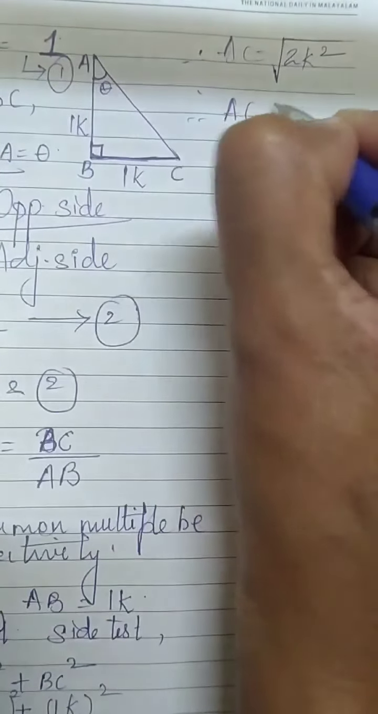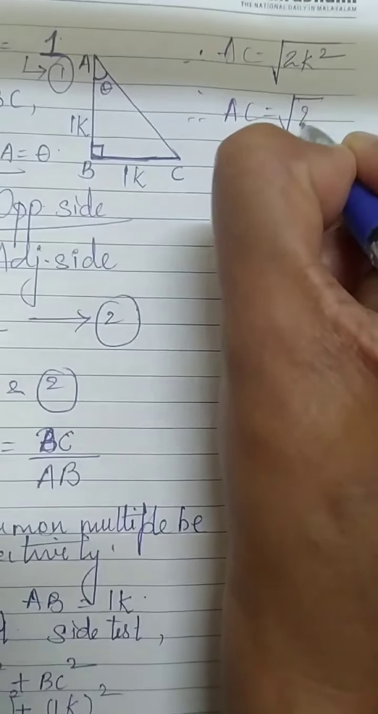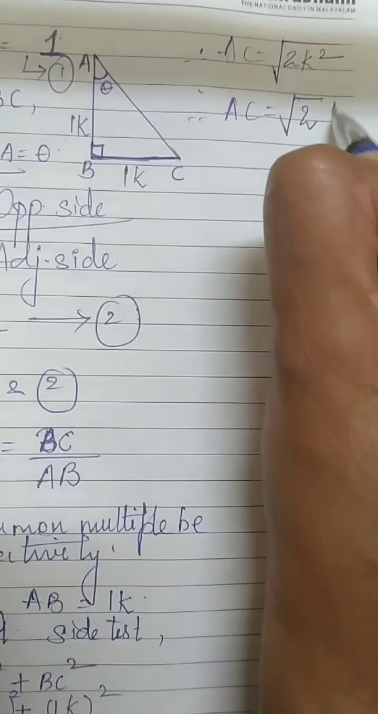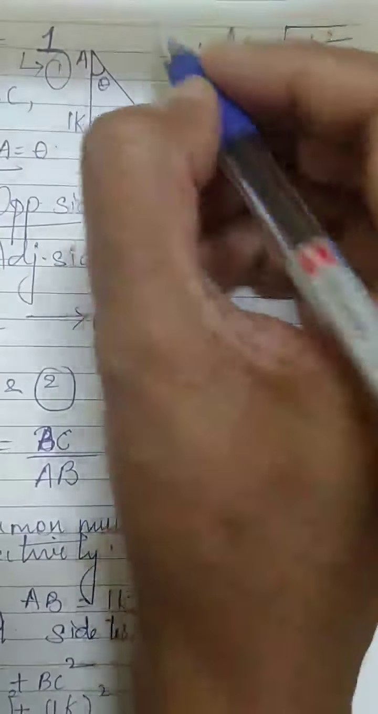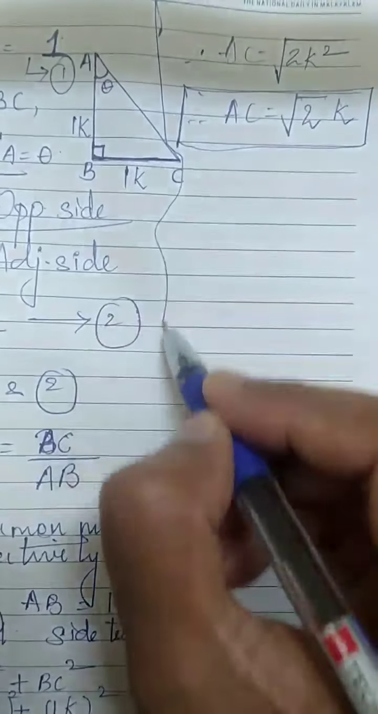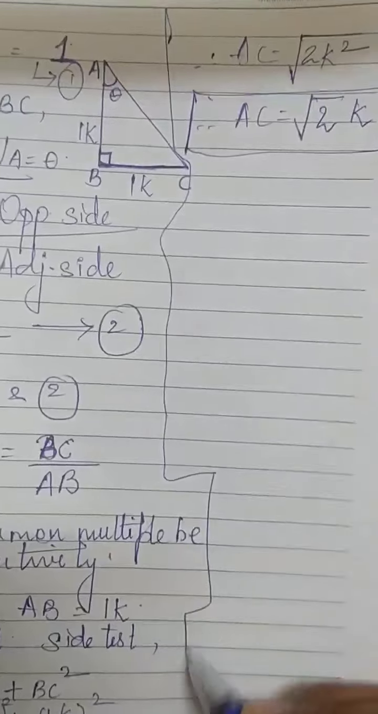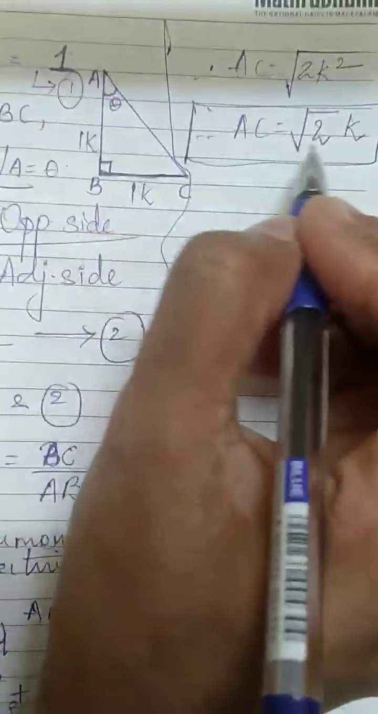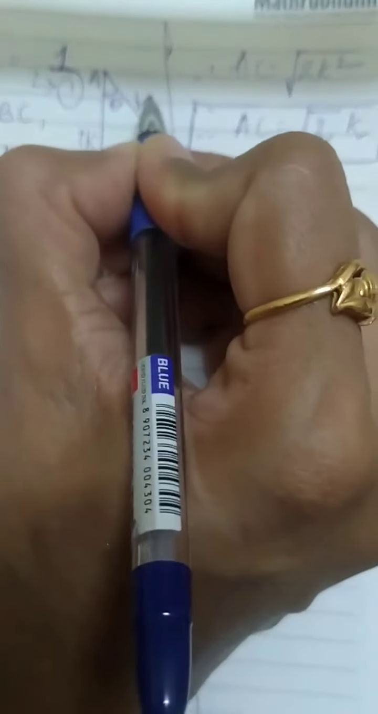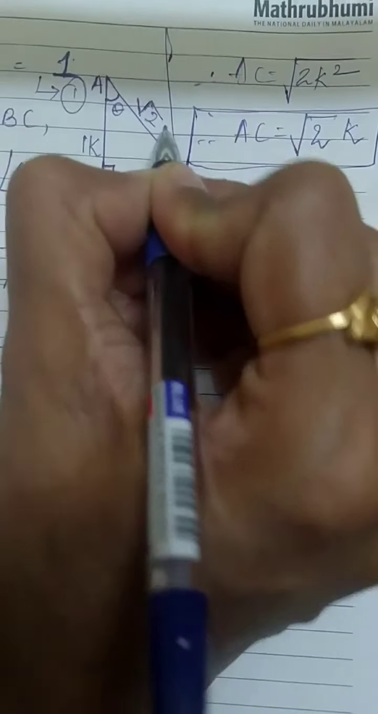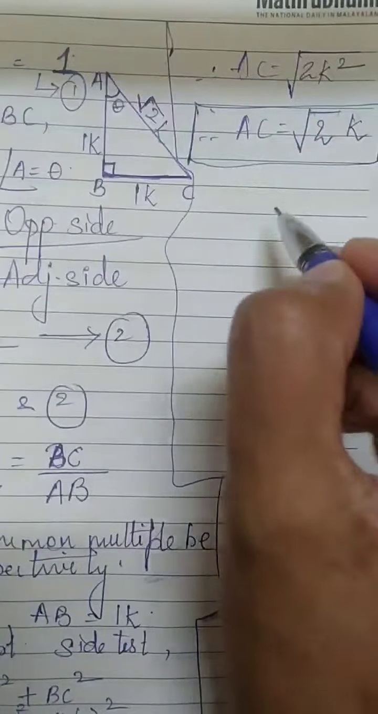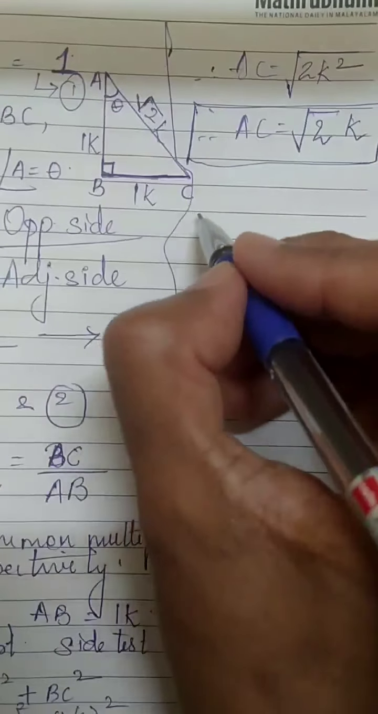Therefore AC is equal to square root of 2. Square root of k square will be k. So we got AC is equal to root 2k. I hope you are understanding till here. So once you get AC, put that value onto your triangle, root 2k. Now the remaining two ratios we will find.